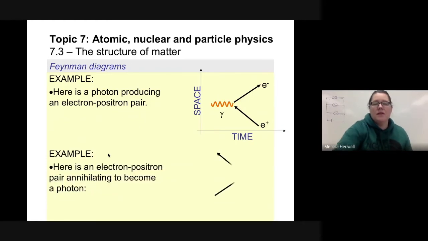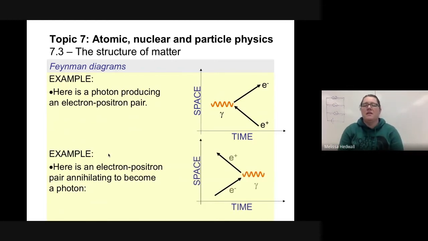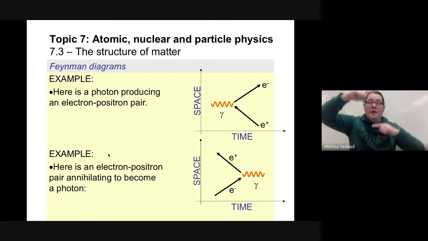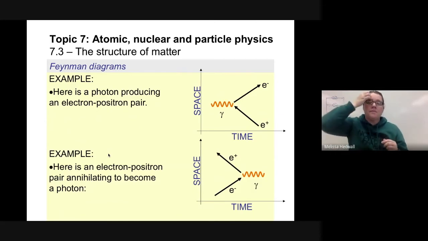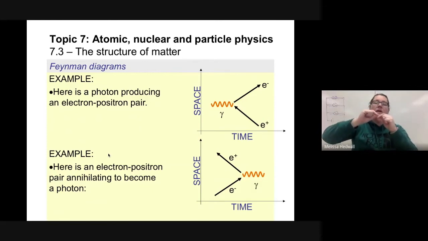We also can do that in the reverse. If you have an electron and a positron, they can annihilate each other to become energy. In this situation, the motion that we're talking about is only up and down. It's time that's spreading out the way that we're drawing it. So you have your positron at the top, your electron at the bottom. They come together and they meet. They annihilate each other, become energy, and that energy would continue forward.